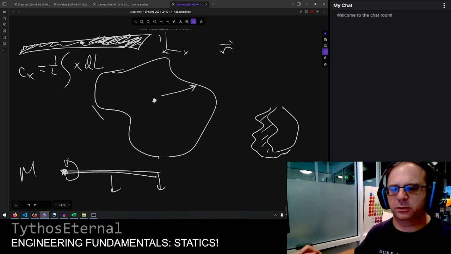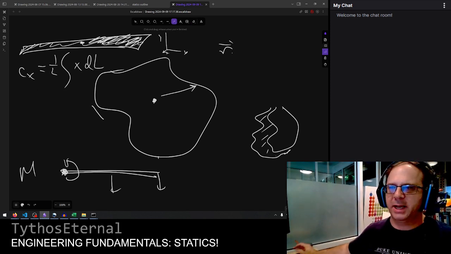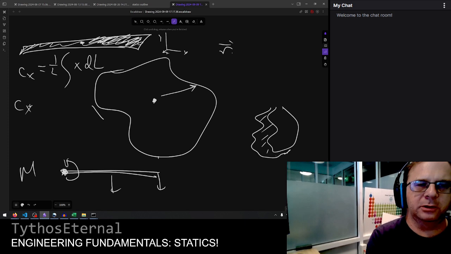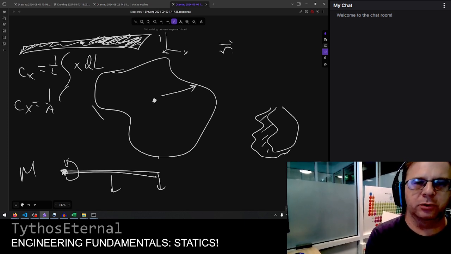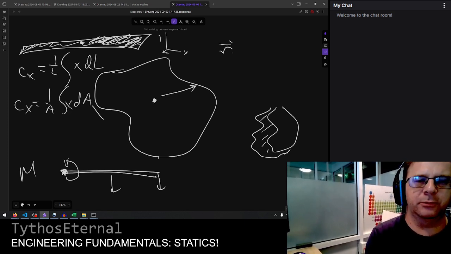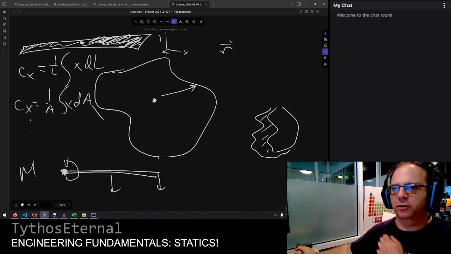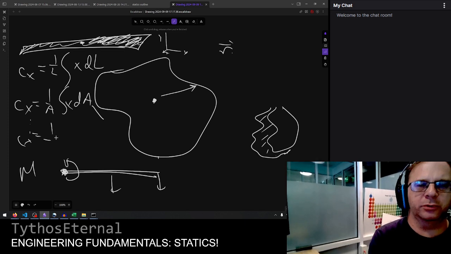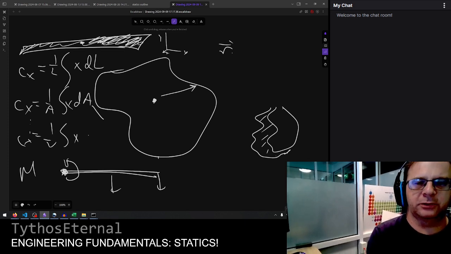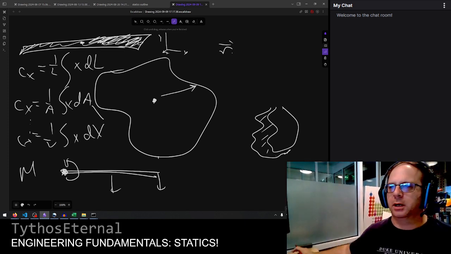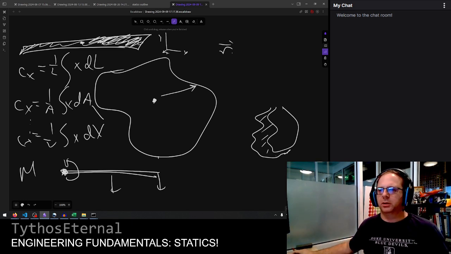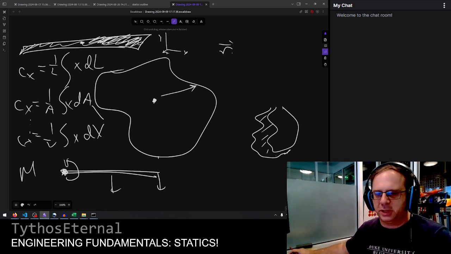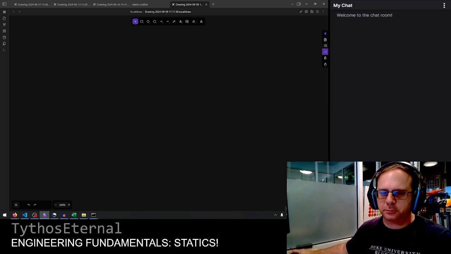But it's identical for higher dimensions too. So if we have an area, Cx would just be 1 over A, integral of x dA, and the same for the other elements, right? It's just a weighted average over the unit of integration. For a volume, 1 over V, integral of x dV, right? And the same thing for y and z as well. And we'll see exactly why this is important later on.